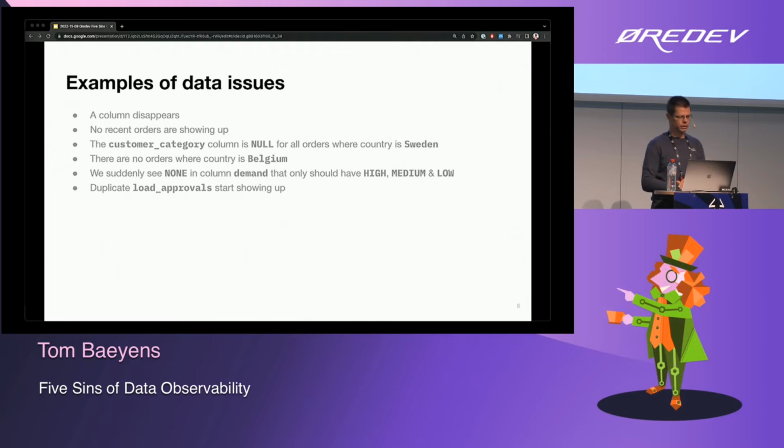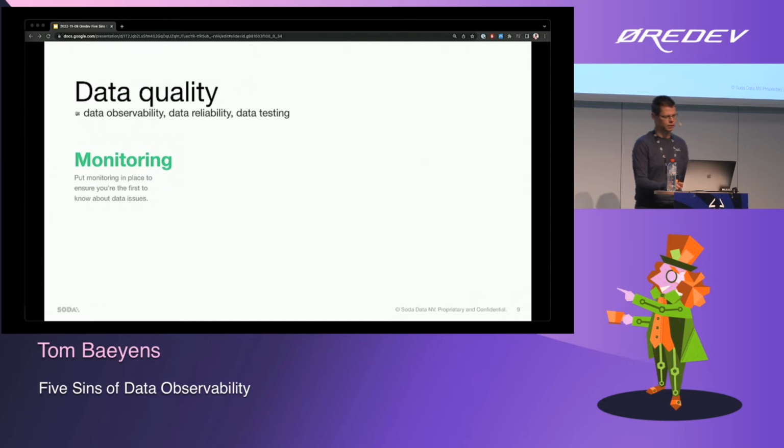And before diving into the monitoring, just to give you some concrete idea of what we're talking about, these are some example data issues, right? So a column in a table just disappears out of nowhere. For instance, in the orders data set, there's a column called customer category, and suddenly all the values for country Sweden are null. If you then have a report that's based on that, you're screwed. And another example is like 25 duplicates in the approval row. It's all these kinds of typical things that can go wrong in the data set. They happen all the time.